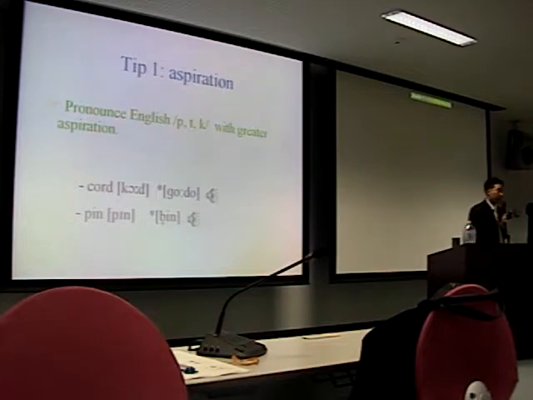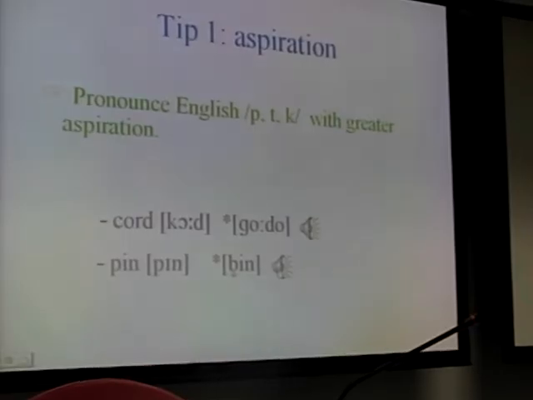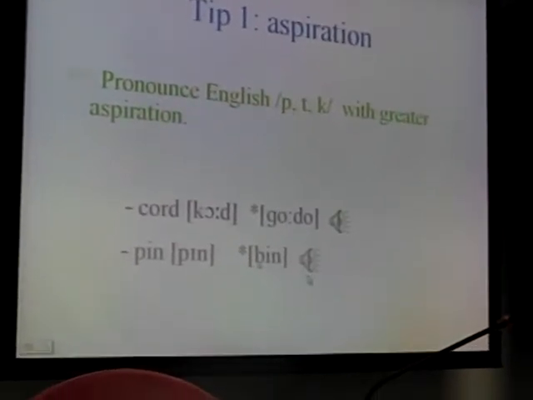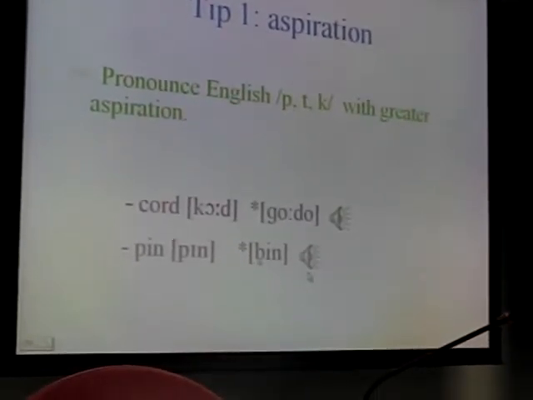So tip 1 is about aspiration. As I told you, Japanese PTK are less aspirated. So you have to pronounce English PTK with greater aspiration. Aspiration means a kind of H frication noise. Bin. So it is unaspirated. So it sounds like a Korean unaspirated tense consonant.